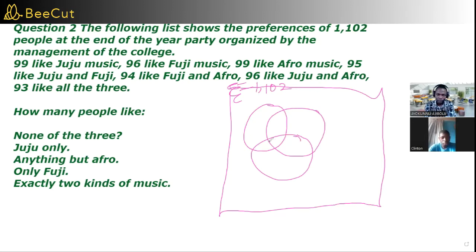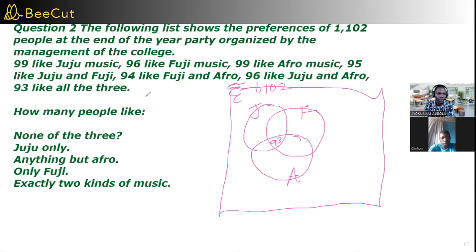Okay, we don't know how many people like the 93, or was it stated there? Okay, 93 like all the three. Very good. So I'm going to put 93 here because 93 like all the three. The first brand of music mentioned was Juju music, so I'm going to use J for that. Next was Fuji. I'm going to use F for Fuji, while the last was Afro. I'm going to use A for Afro.